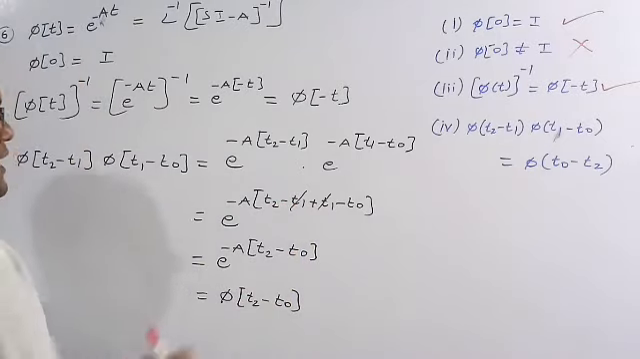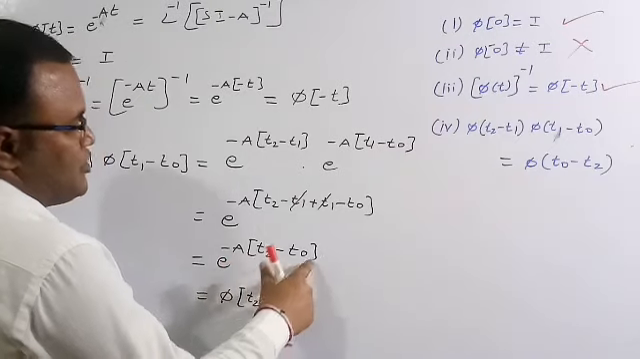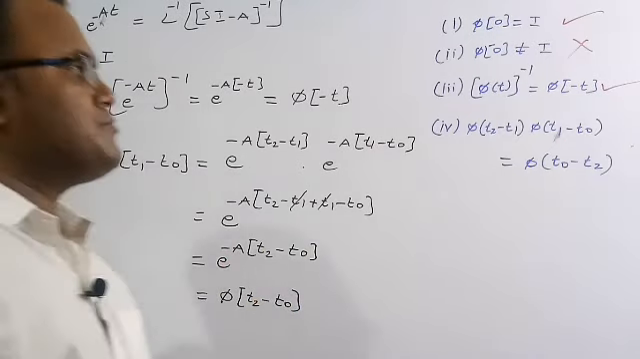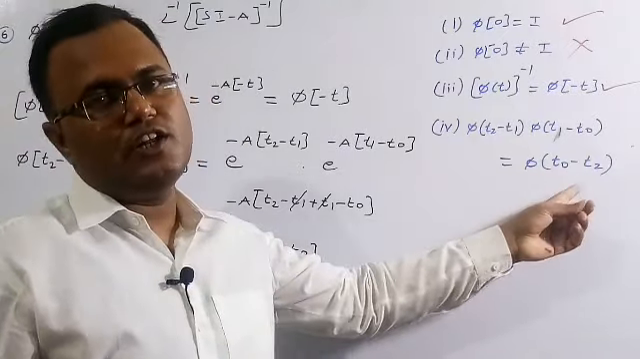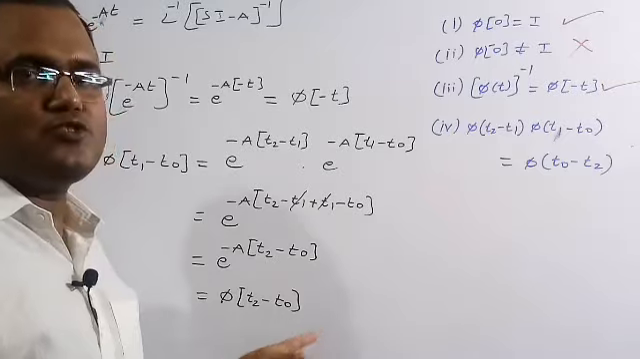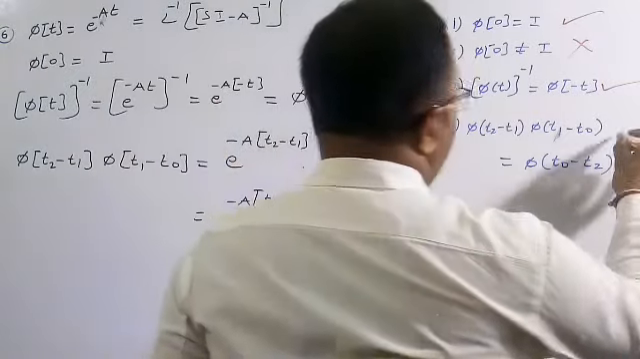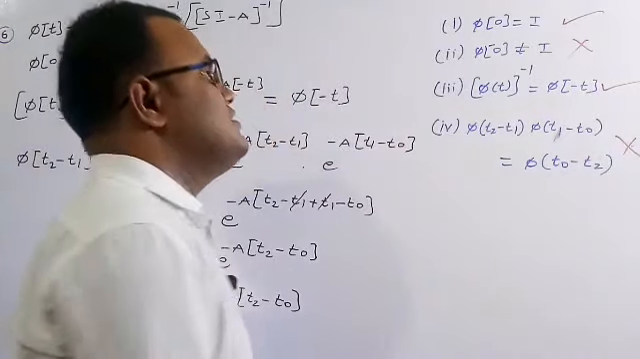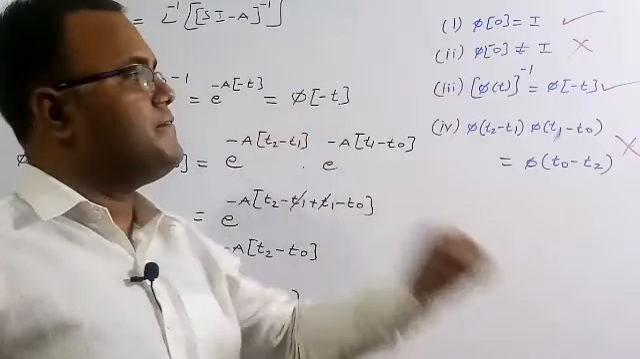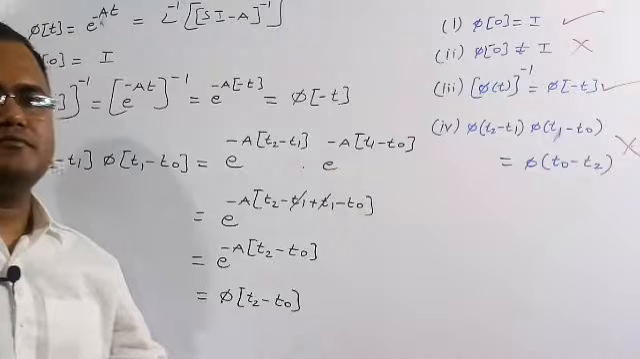So therefore finally e to the power of minus a into t2 minus t0. So in place of t I am going to keep here t2 minus t0. But if you see your expression, they are given the reverse form, t0 minus t1, t0 minus t2, but it has to be t2 minus t0. So therefore this expression is also wrong. So out of these 4 expressions, only the first and third are correct and the remaining 2 are wrong.